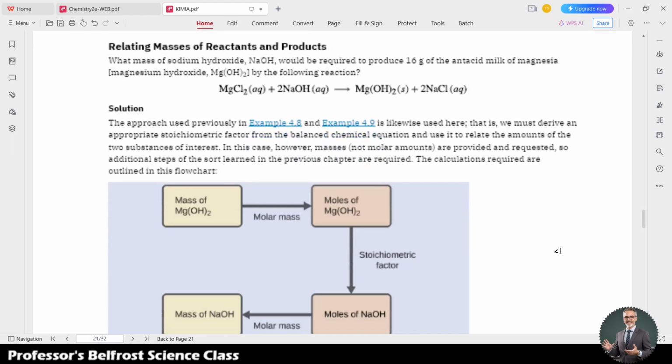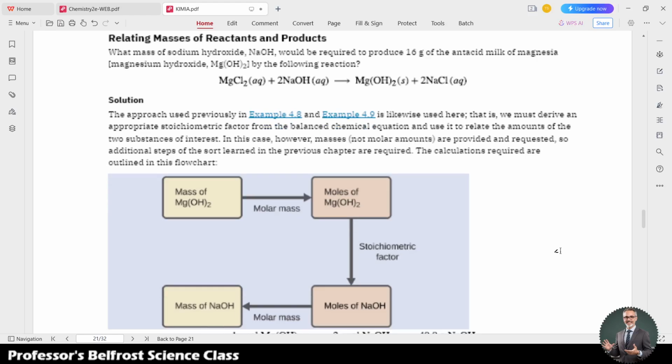Okay, and yeah, the next one. What mass of sodium hydroxide would be required to produce 16 grams of the antacid milk of magnesia by the following reaction? So we have magnesium chloride plus 2 sodium hydroxide molecules producing magnesium hydroxide plus 2 table salt molecules.